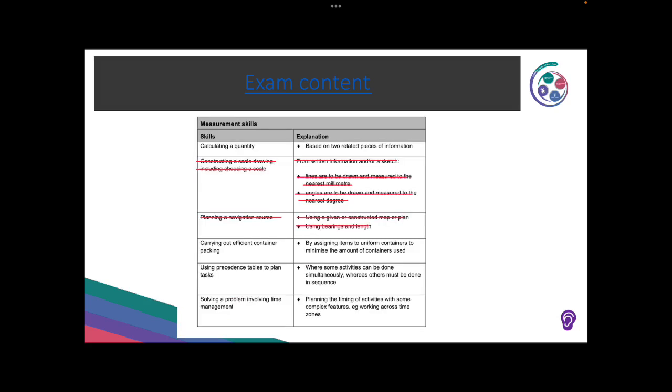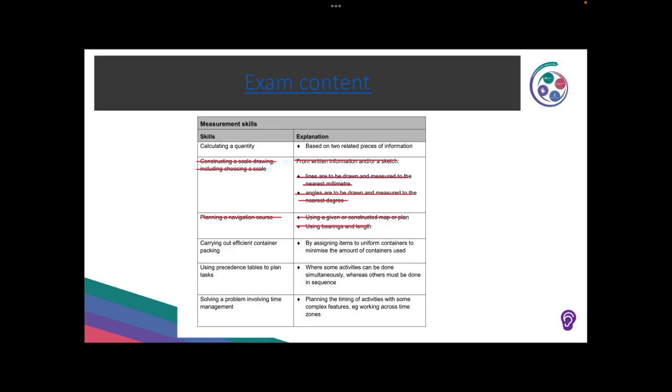Moving on to your measurement skills, calculating a quantity you still need to be able to do, constructing a scale drawing, including choosing a scale, and then planning a navigation course have both been entirely taken out, so we're not going to get asked a question on them at all.